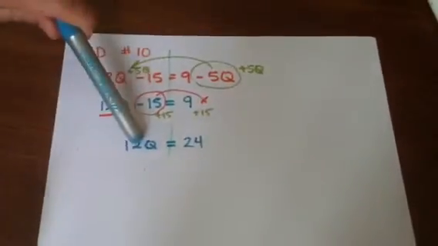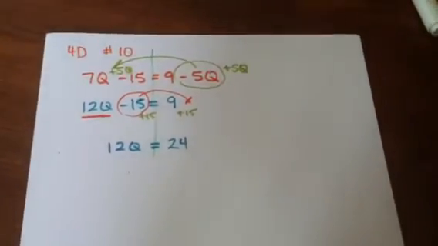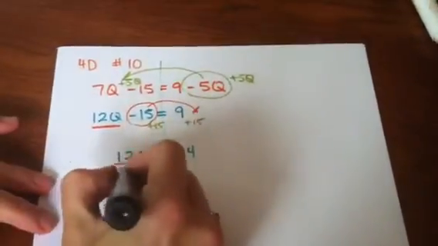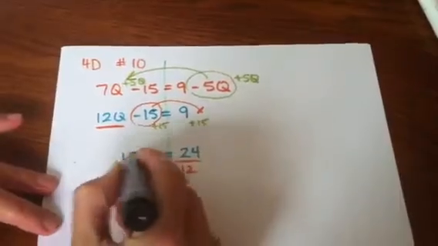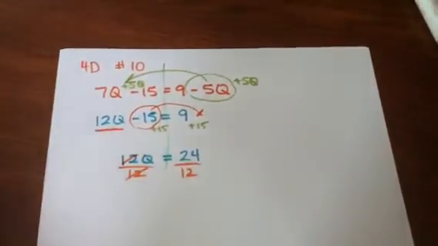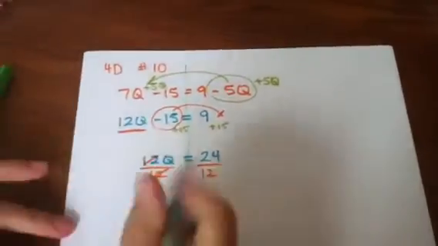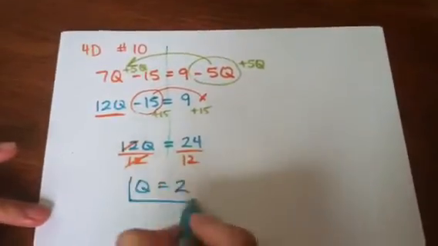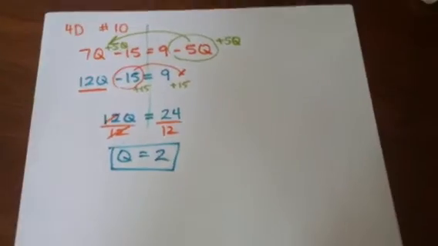And 9 plus 15 is 24. So this says 12 times Q. What's the opposite of multiplying by 12? Yep, you're right. Dividing by 12. So these are going to cancel. 12 over 12 is 1, so I have a 1Q. 24 divided by 12 is 2. So that's my answer, Q equals 2.